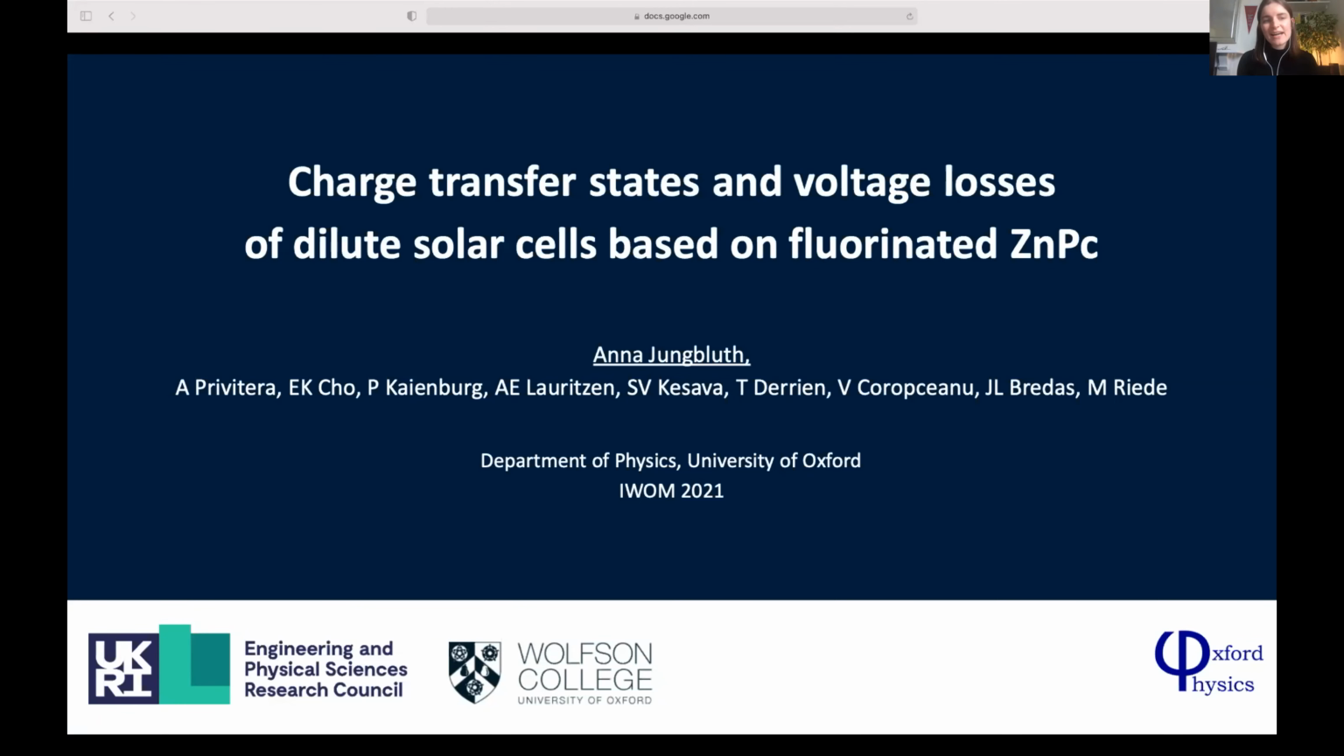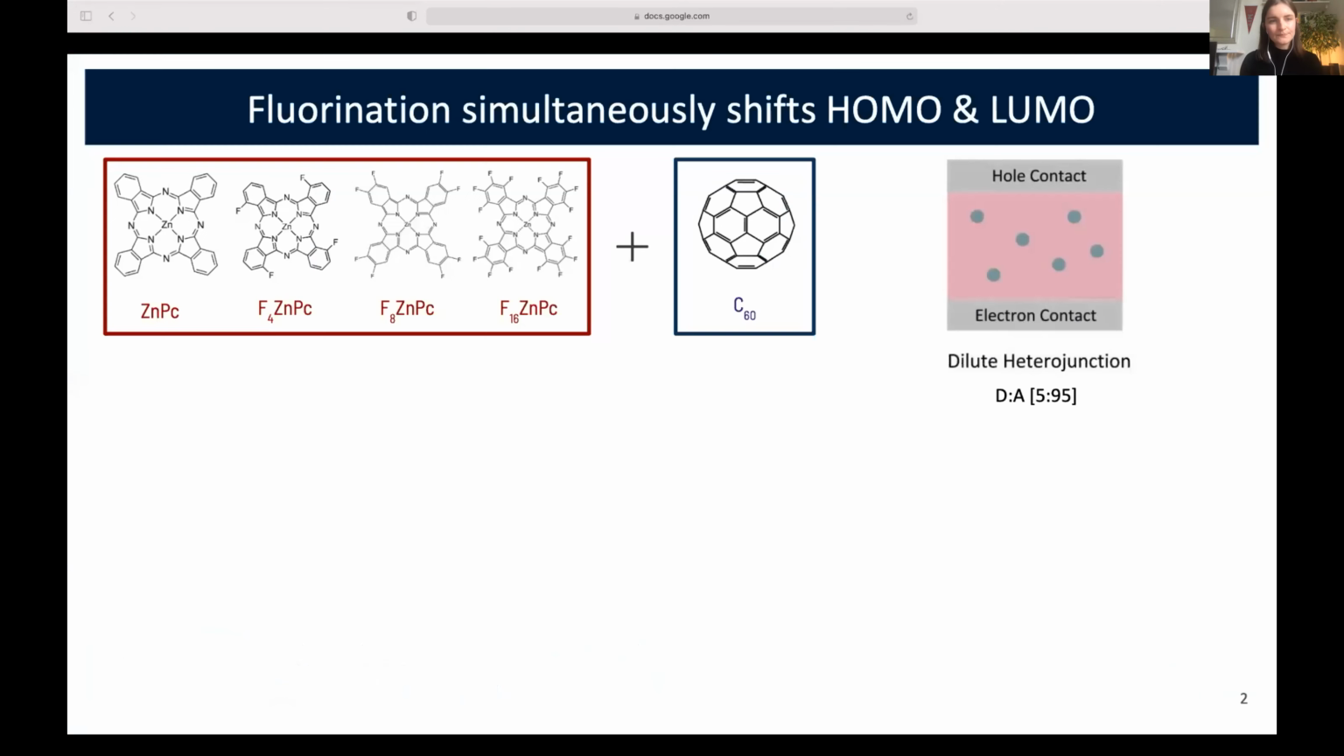Yeah, so my name is Anna. I'm a PhD student at the University of Oxford, and today I will talk about dilute solar cells based on fluorinated ZnPc. In this work, we study fluorinated ZnPc molecules as donors paired with C60, and we fabricate dilute bulk heterojunctions with 5% donor content in C60. These dilute heterojunctions are quite interesting because all donor molecules are fully surrounded by C60 and donor aggregation is suppressed. And this makes dilute solar cells an excellent model system to decouple energetic and microstructure effects.